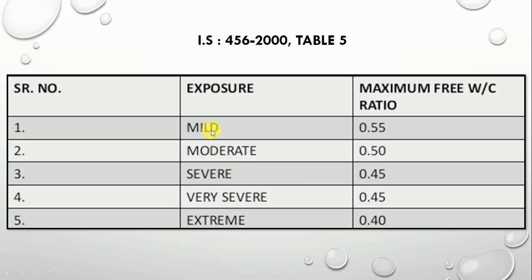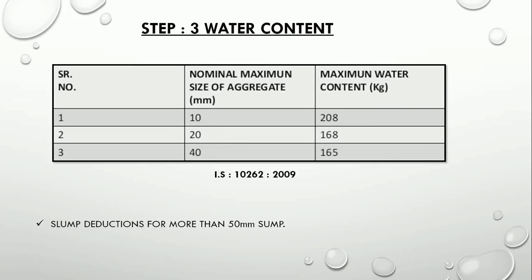First is mild, and for mild exposure the maximum free water cement ratio is 0.55, as per IS code. For moderate it's 0.50, for severe it's 0.45, very severe 0.45, and extreme 0.40. Just see here, for extreme it is lower, for mild it is higher. That is the difference.